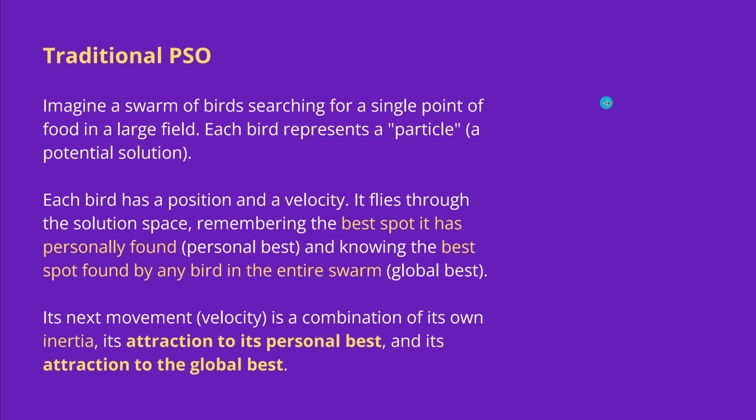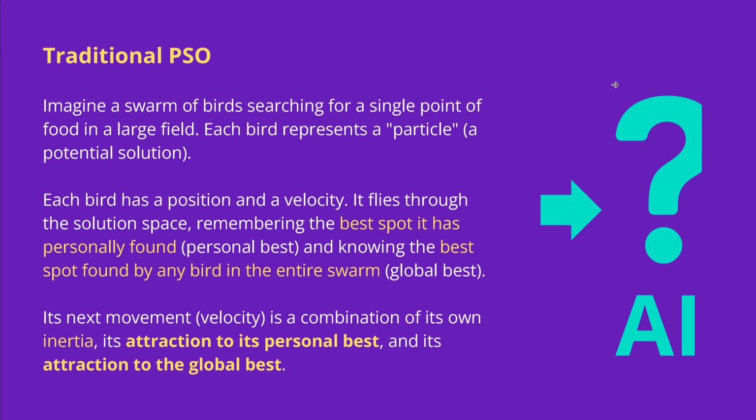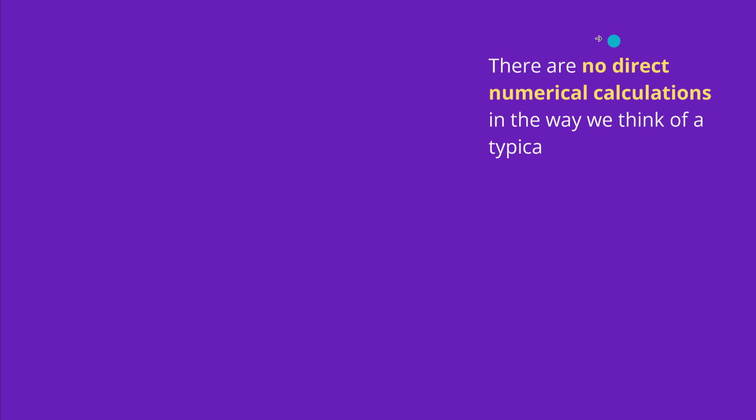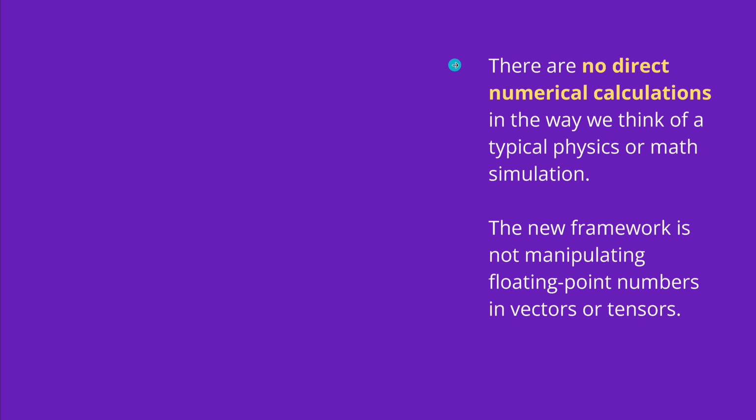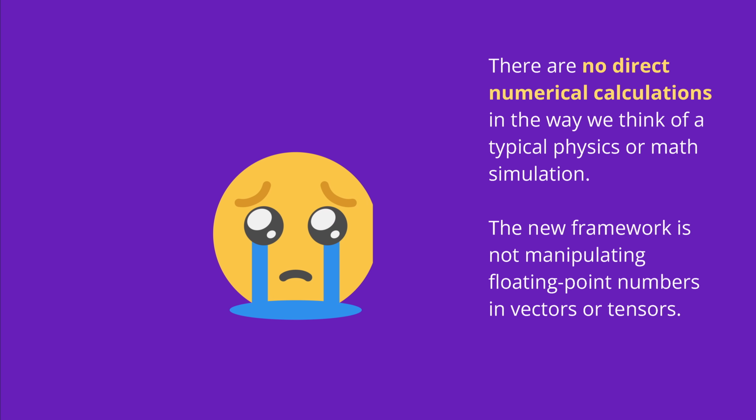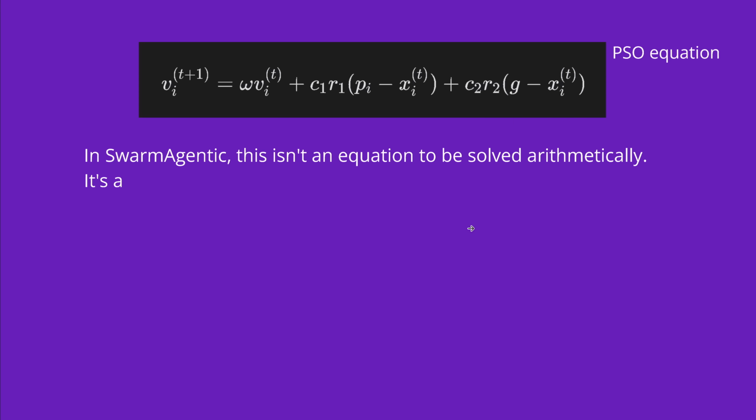So, where is it now? How do we map this into an autoregressive AI system? Now, I give you the solution. There are no direct numerical calculations in whatever way or form from physics or mathematics. The new framework is not manipulating floating point numbers in vector or tensor space or anything else. It is not the case, and I know you're going to cry. Believe me, I feel it too.